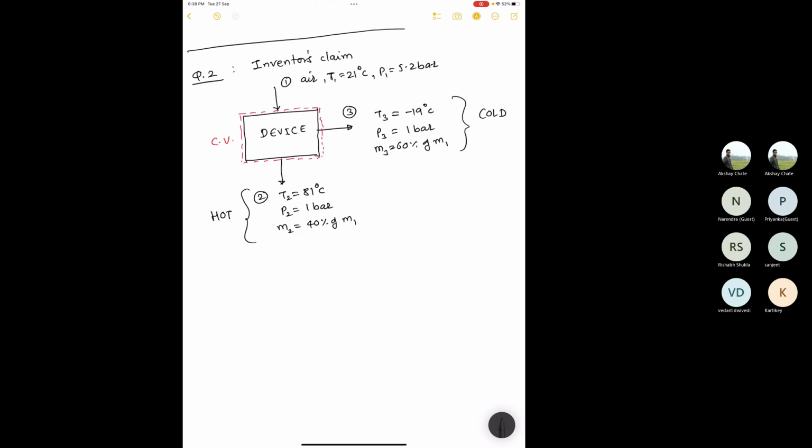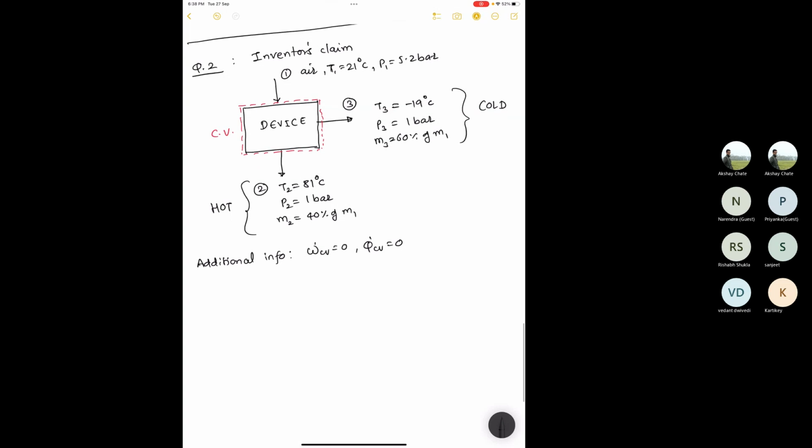Now, the additional information given is that there is no work done by or on the control volume. It's an adiabatic device, so heat loss is zero and heat gain is zero.